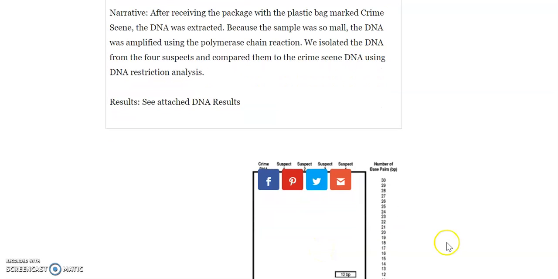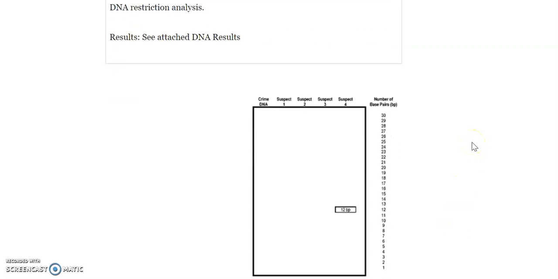After receiving the package with the plastic bag marked crime scene, the DNA was extracted. Because the sample was so small, the DNA was amplified using the polymerase chain reaction. We isolated the DNA from the 4 suspects and compared them to the crime scene DNA using DNA restriction analysis.